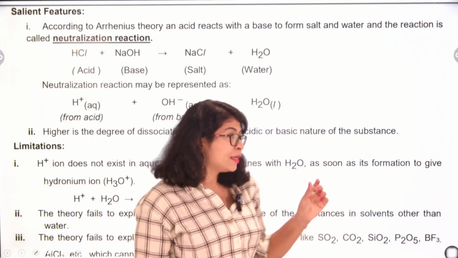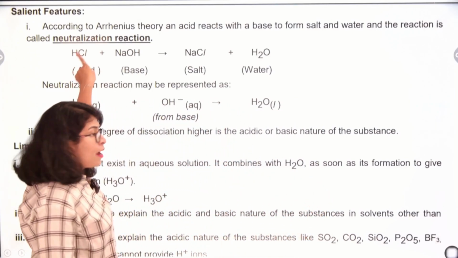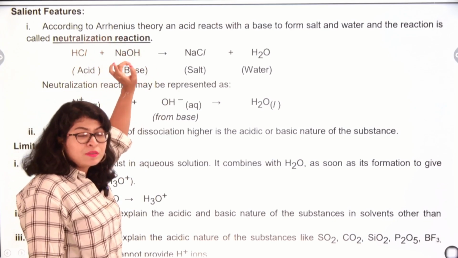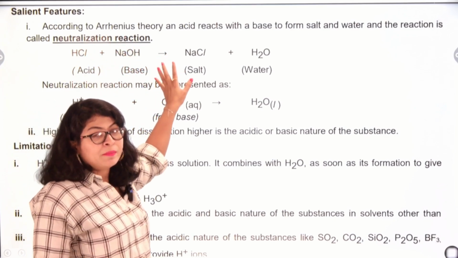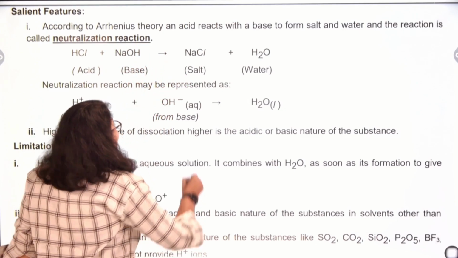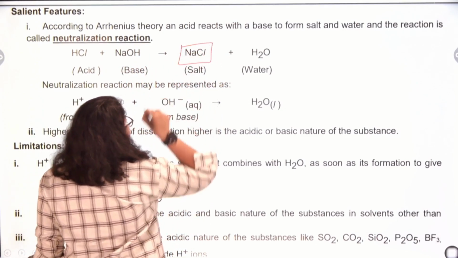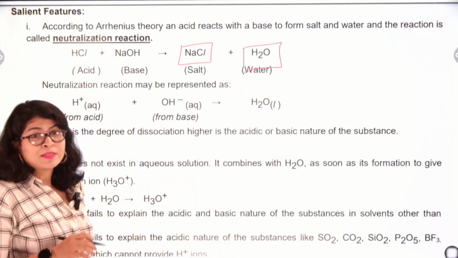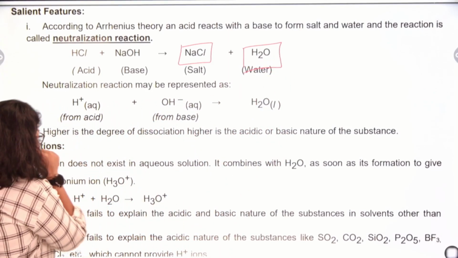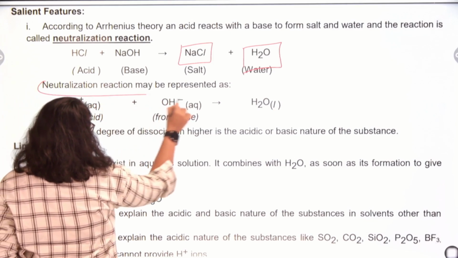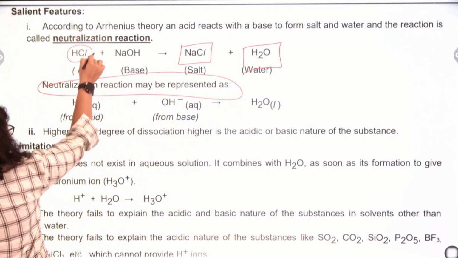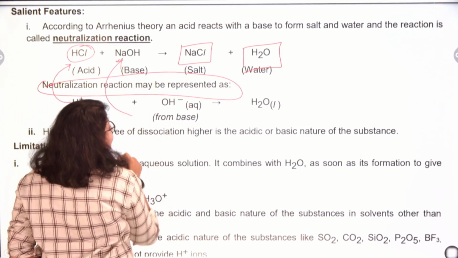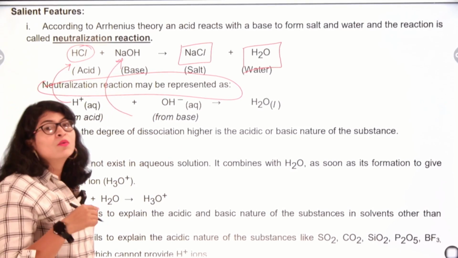So whenever I am taking HCl and reacting it with NaOH, HCl being an acid reacts with NaOH, which is a base, and a typical acid-base reaction produces a salt which is known as common salt, NaCl, and water. Okay, this is a typical acid-base reaction. Neutralization reaction may be represented as the H+ comes from the acid, the OH- comes from the base, they react together to form water.